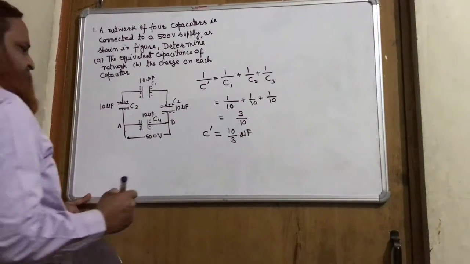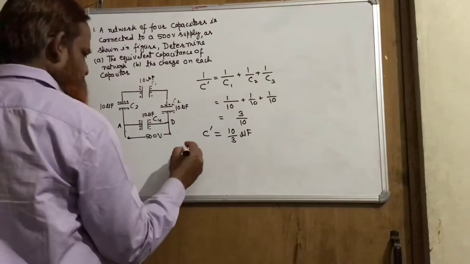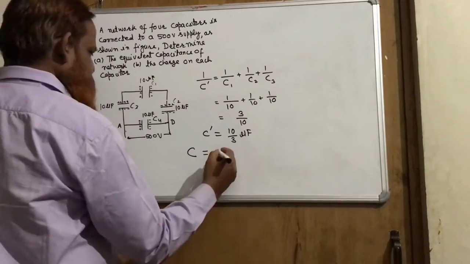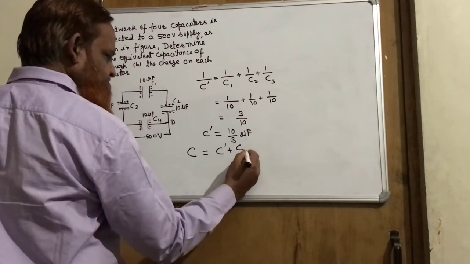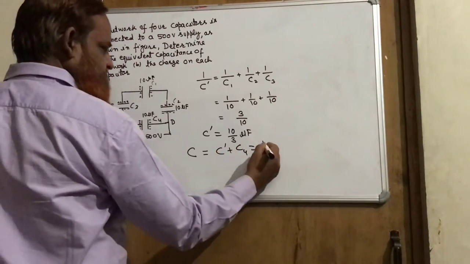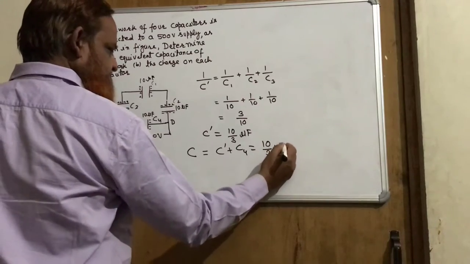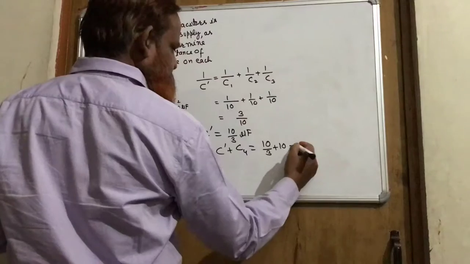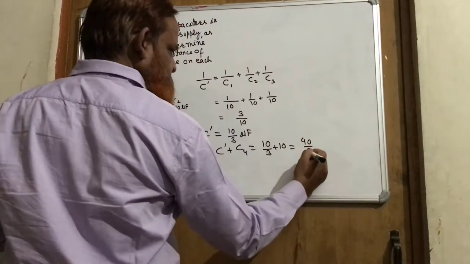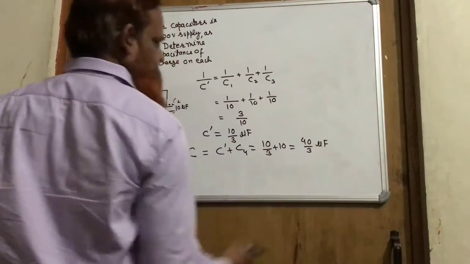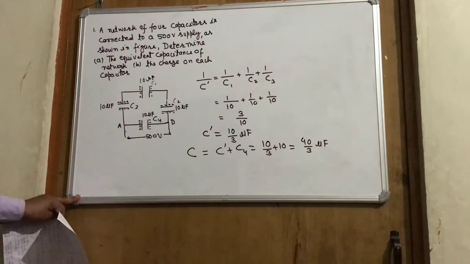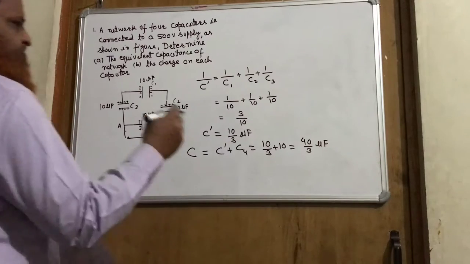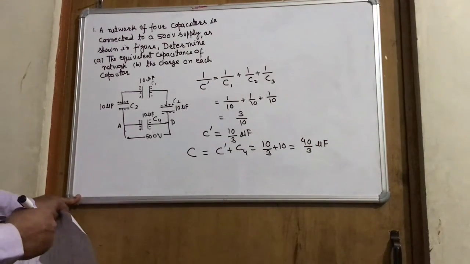Now this C dash is in parallel with C4. So net capacitance C is equal to C dash plus C4, which is equal to 10 by 3 plus 10, which is equal to 40 by 3 microfarad. So 40 by 3 microfarad is the equivalent capacitance.